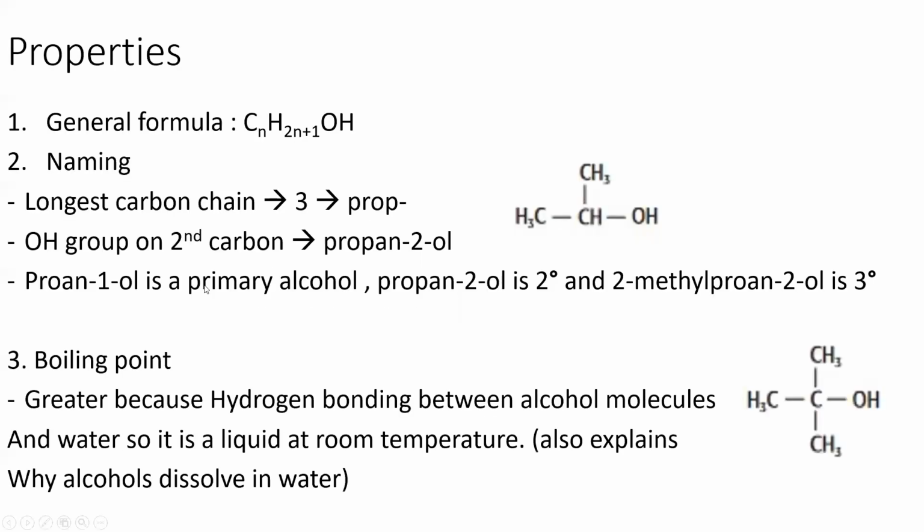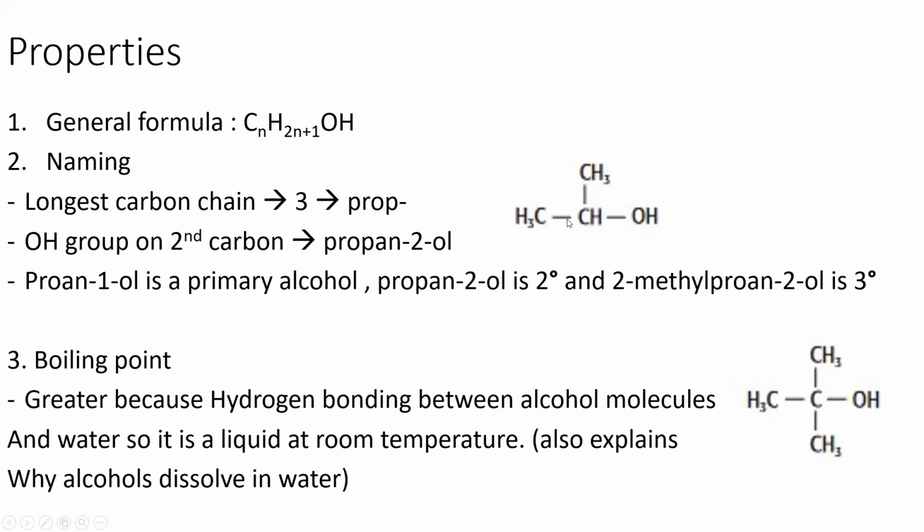Okay, so properties. The first thing we need to know is that the general formula is CnH2n+1OH. For naming this, we first need to find the longest carbon chain. For this molecule, it's 1, 2, 3, so the longest carbon chain is 3, and the word we use here will be prop. If it was 1, it would be meth, or 2 would be eth, from ethane. The OH group here is on the second carbon, so it's propan-2-ol, and the 2 indicates where the OH hydroxyl group is attached to the carbon.